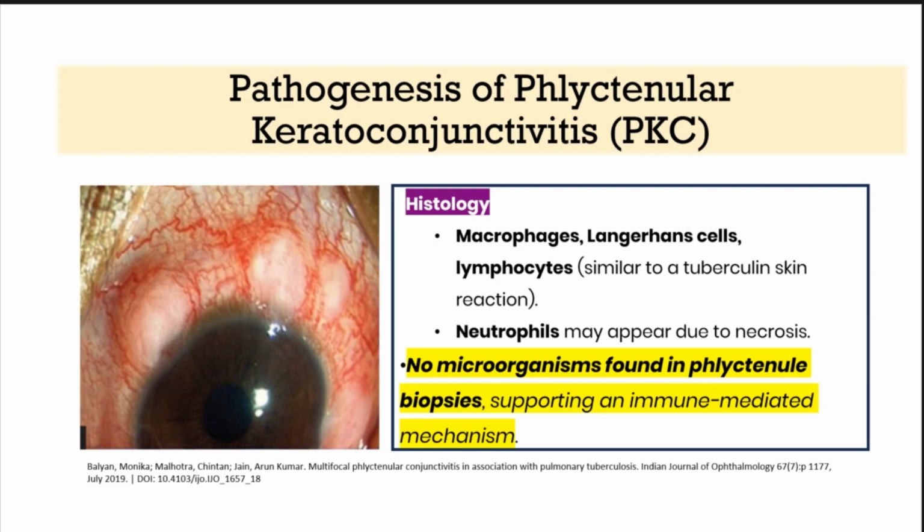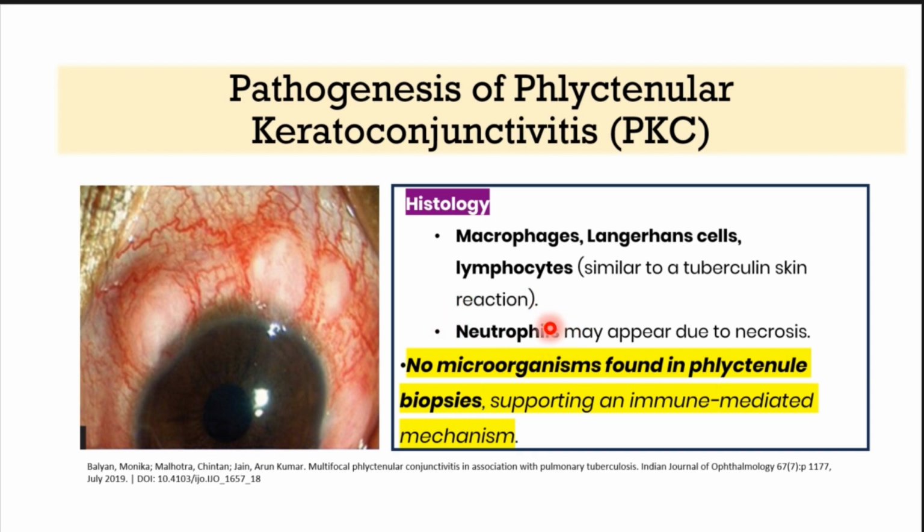Immunologically, the pathogenesis of PKC is presumed to be a cell-mediated hypersensitivity reaction to the microbial antigens that we just discussed. The histological findings in a phlycten biopsy include predominantly monocyte-derived cells. These could be macrophages, Langerhans cells, or lymphocytes, and it's very similar to the tuberculin skin reaction. Also, if the phlycten undergoes necrosis, you may also find neutrophils.